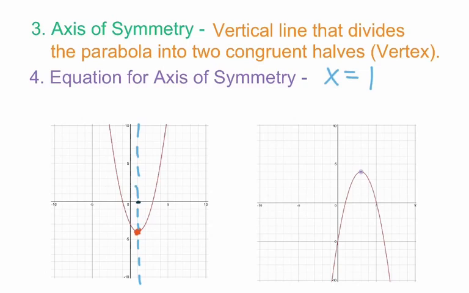Same thing on the right. Identify again our vertex right over there, and then the axis of symmetry coming down straight through the vertex. What x are we going down the whole time with that? We're going right there at 3. Right at 3. Hopefully you can see that. So the axis of symmetry for the second example is x equals 3.